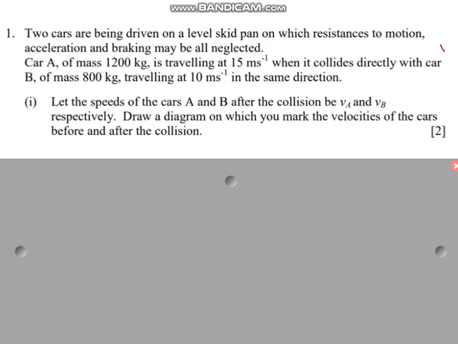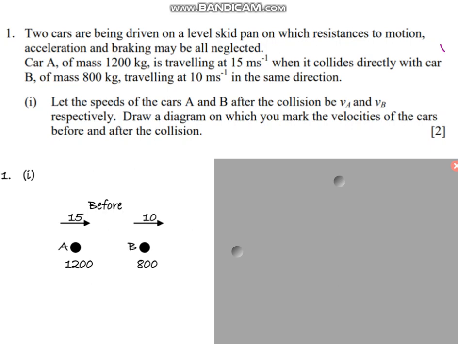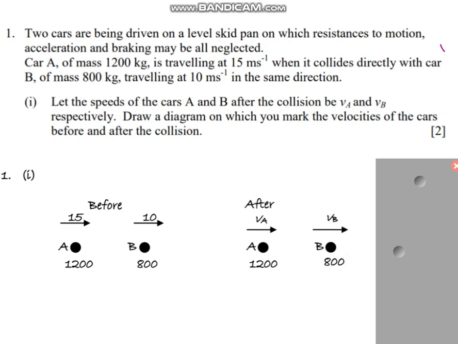So starting off with just drawing a diagram here. You've got A, mass 1200 kilograms traveling at 15 meters per second. B is mass 800 traveling at 10 in the same direction, so A is catching up with B, they're not colliding head on, it would have said. Afterwards we'll expect this to be the situation.